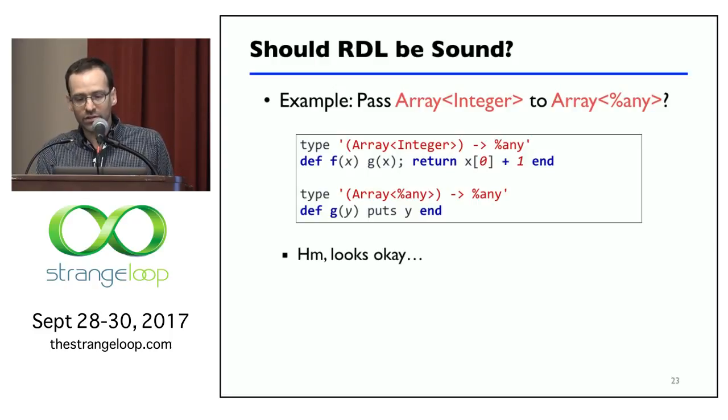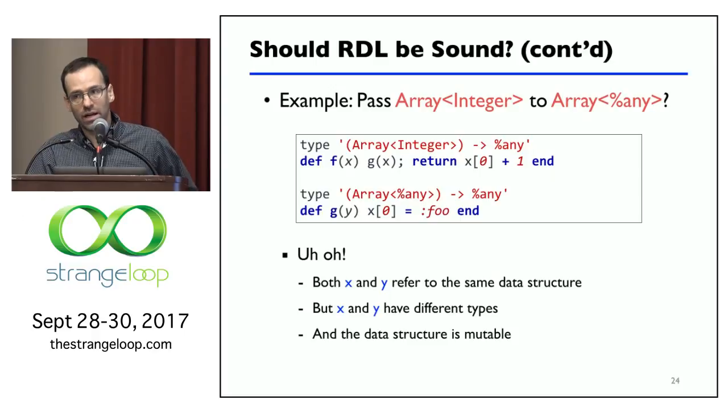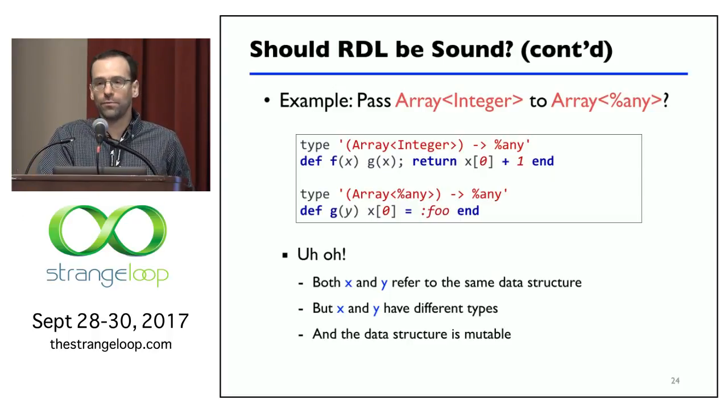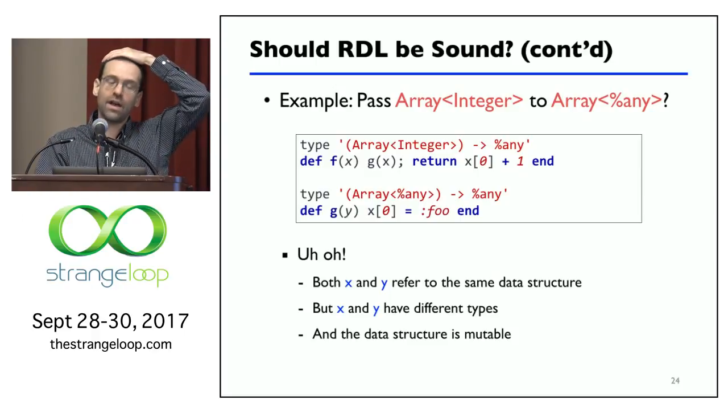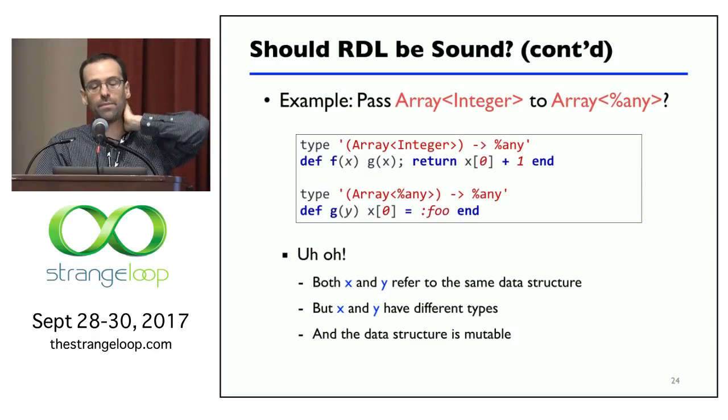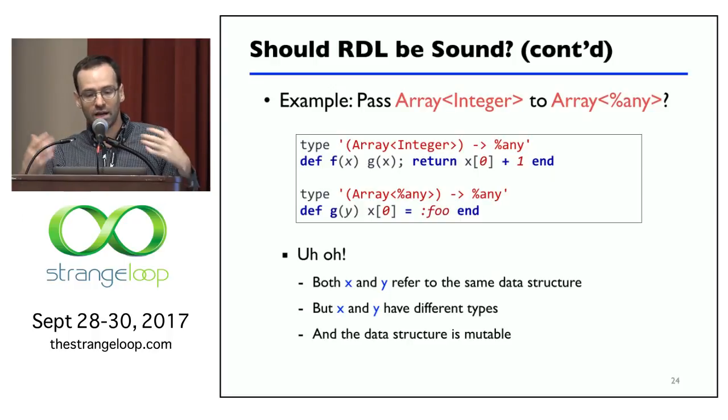But there's a standard type soundness problem here because arrays are mutable. So if instead of just printing out the array inside of g, I had actually messed with it, like here I've changed x sub 0 to be this symbol foo, which I should be allowed to do because g takes an array of any, so it should be allowed to change it to anything, then I'm going to get a type error inside of f when it returns, because now x sub 0 can't be added to 1. So like I said, this is a standard problem. We have two names, x and y. They both refer to the same data structure. They have different types, and that data structure is mutable.